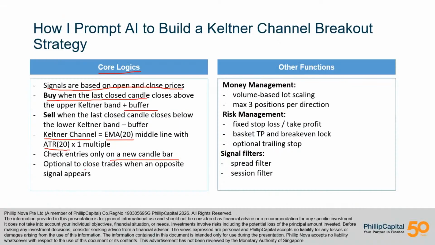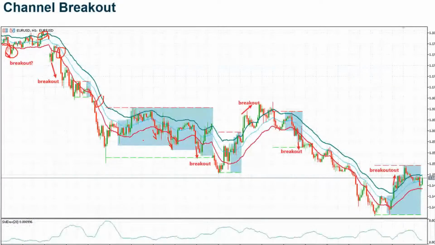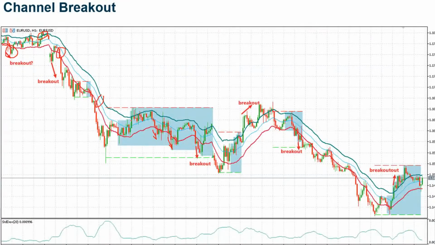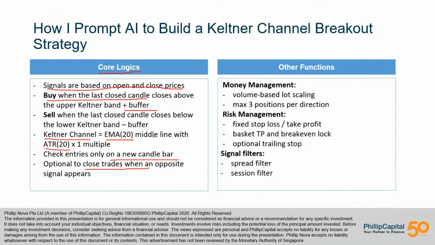And then optional to close the trades. So here simply means that when there's an opposite signal. For example, here, maybe I buy because the price goes up. But then if the price goes down again below the channel, I would identify the previous one as a fixed signal and do the immediate opposite trade. So that's a general idea about this option to close trades when an opposite signal appears.